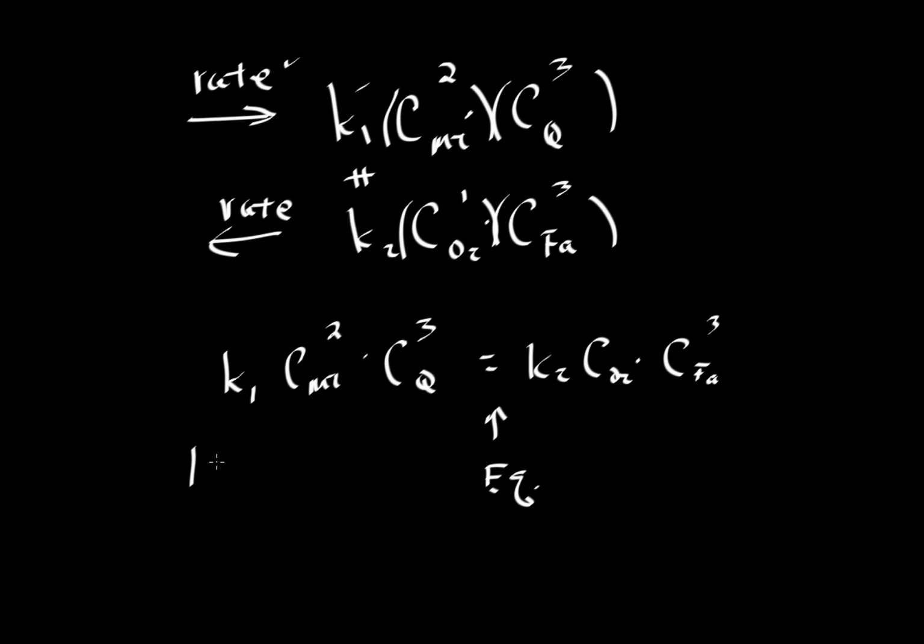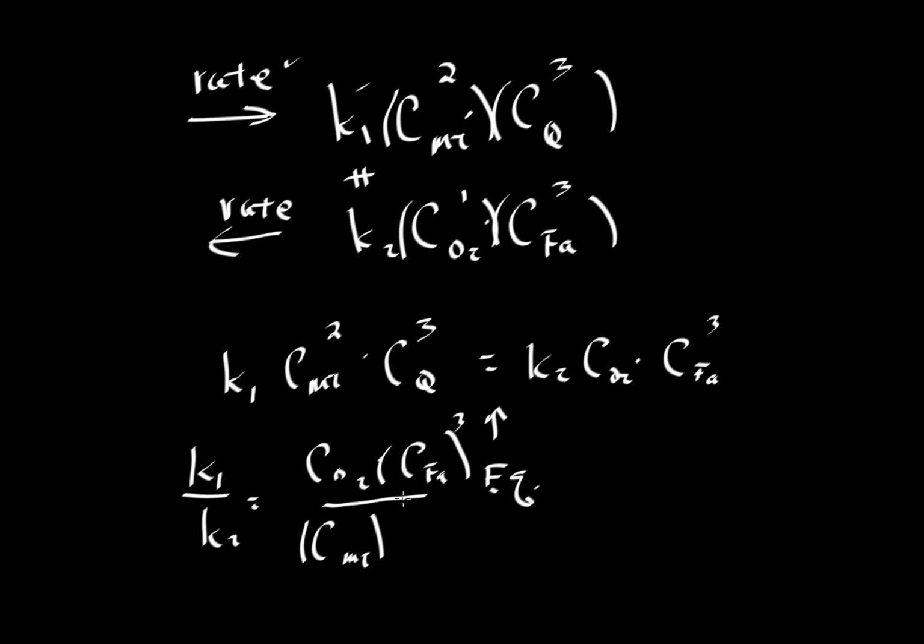You can take K1 divided by K2, and with a little bit of algebra, we would say that that is equal to the concentration of O2 gas multiplied by the concentration of fayalite raised to the third power. And then that would be divided by the concentration of magnetite, also cubed. Oh, excuse me, that would be squared. And then that would be multiplied by the concentration of quartz, and that fellow would be cubed. Let's get rid of this guy here. So this guy here would be our so-called equilibrium constant.